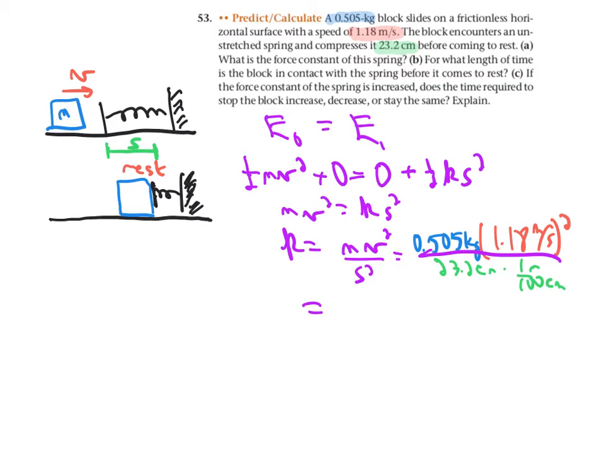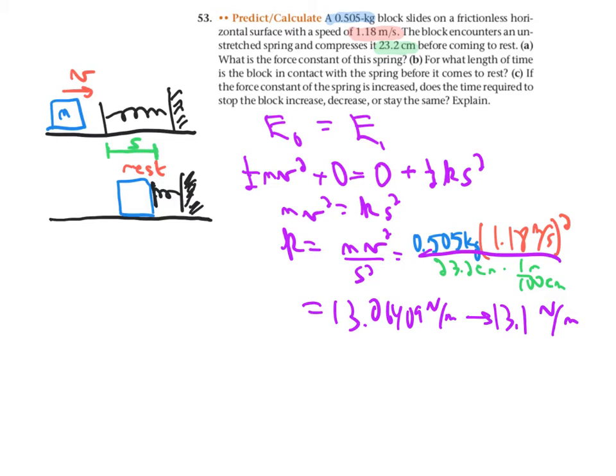And we get 13.06409 newtons per meter, but having at best 3 sig figs, so we get 13.1 newtons per meter.